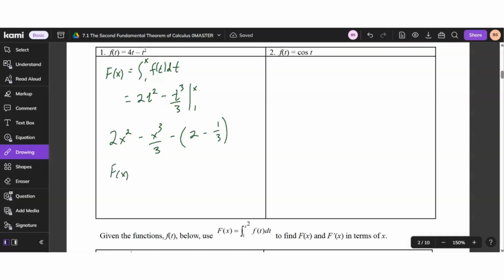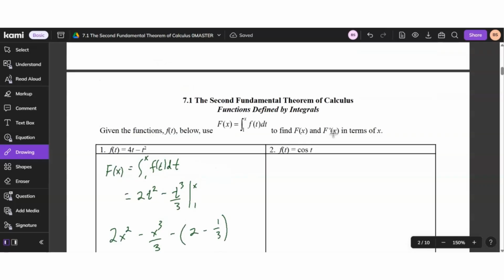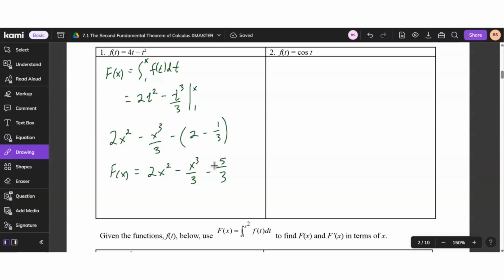This, of course, then can be simplified further because this is just a number, and so this would be 2x squared minus x cubed over 3, minus this would be the same as 6 thirds, so when we subtract 1, we get 5 thirds, like so. Okay, now it asked us also to find f prime. So that's the next thing I'm going to do here, I'm going to find f prime of x now and just take the derivative. So this becomes 4x minus x squared because the 3 comes down and cancels with the third, and the 5 thirds goes away.